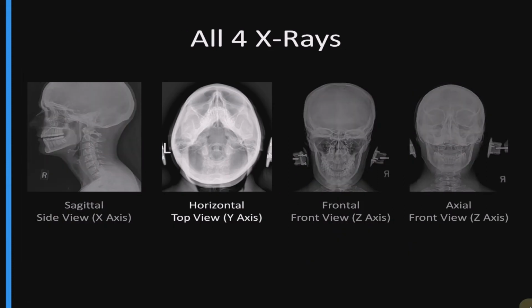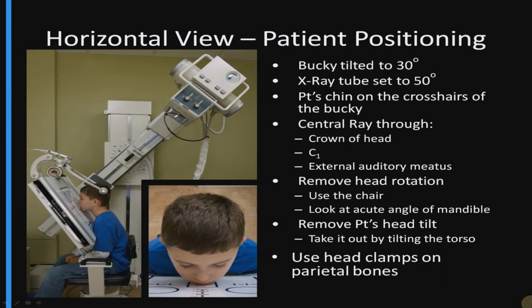When looking at our next x-ray, we're going to be viewing the horizontal film, which is viewed from the top down the y-axis. When starting the horizontal x-ray, we're going to preset the x-ray tube at 50 degrees and preset the bucky at 30 degrees.